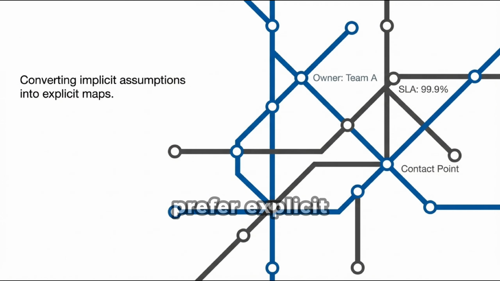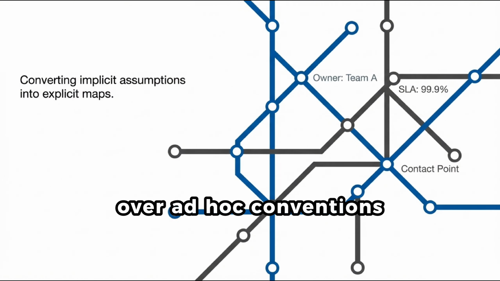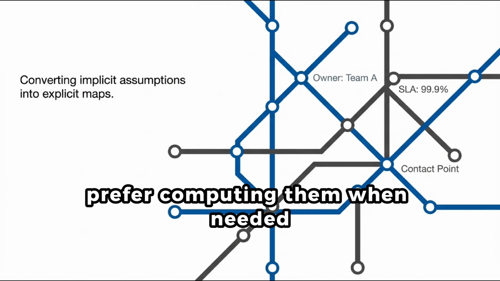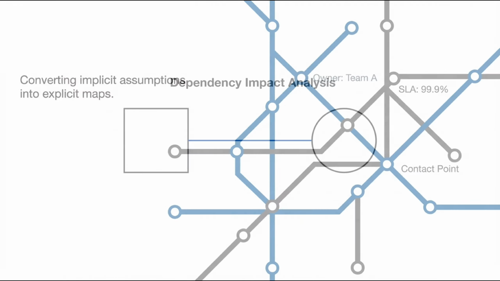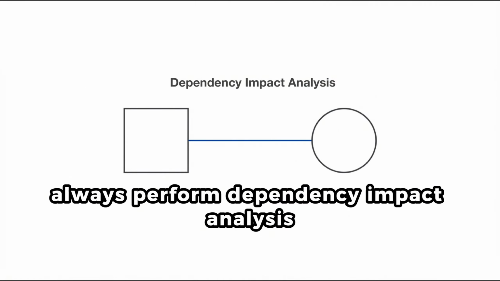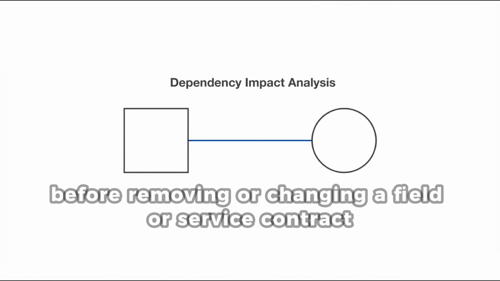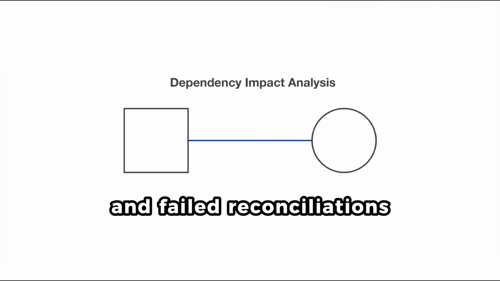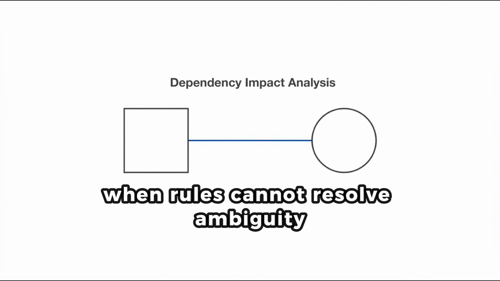Finally, some practical rules of thumb. Prefer explicit, enforceable declarations of critical dependencies over ad hoc conventions. Treat derived values as derived. Prefer computing them when needed, or maintain robust mechanisms to keep materialized derivatives correct. Always perform dependency impact analysis before removing or changing a field or service contract. Automate the detection of schema drift and failed reconciliations, so humans only intervene when rules cannot resolve ambiguity.